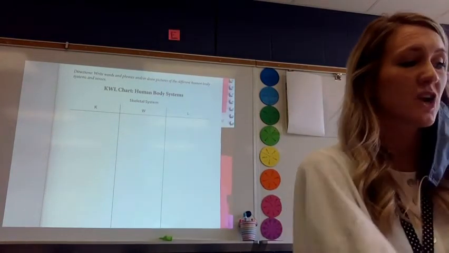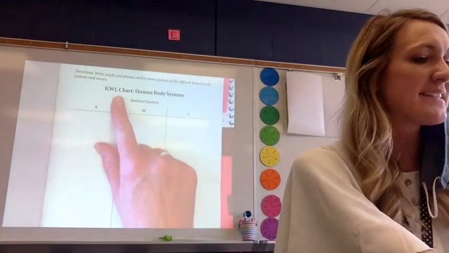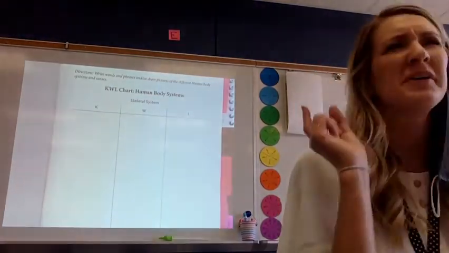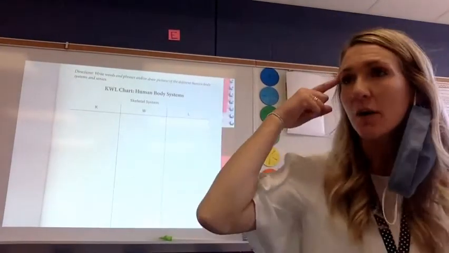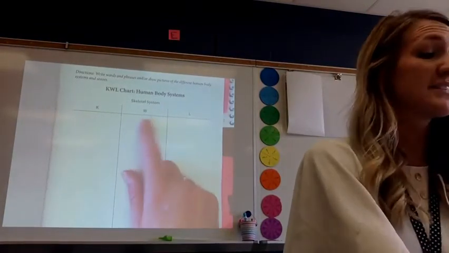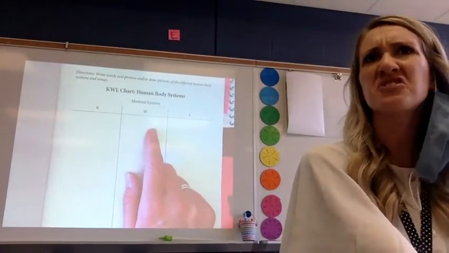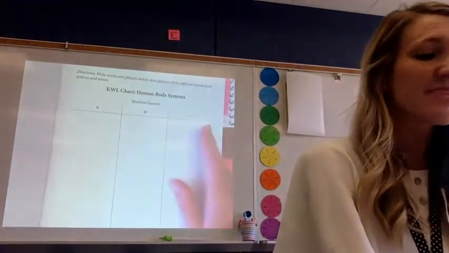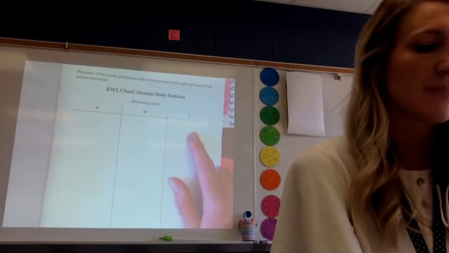A KWL chart, KWL, it stands for the K. Does anybody know what it stands for? No. That stands for know, but not like, no, you can't do that, as in like, no, I know it in my brain. K-N-O-W. This is what I know. The W is what I wonder. So questions you might have. I wonder why this would be important. Any wonders? And the L is what you have learned.